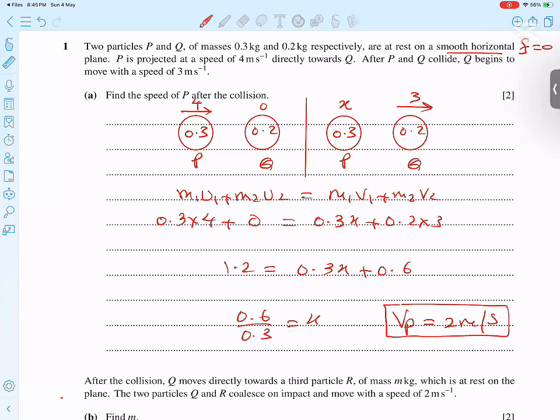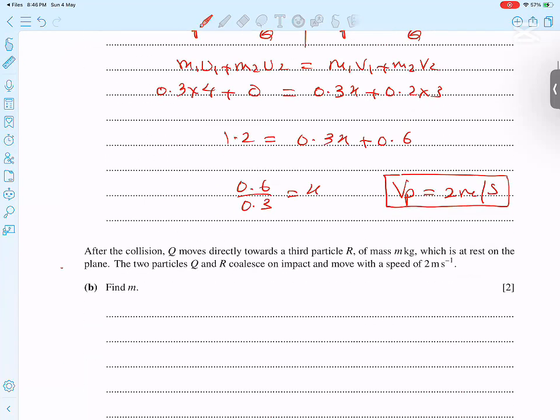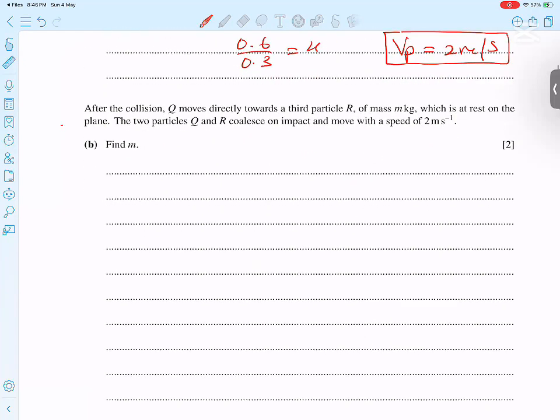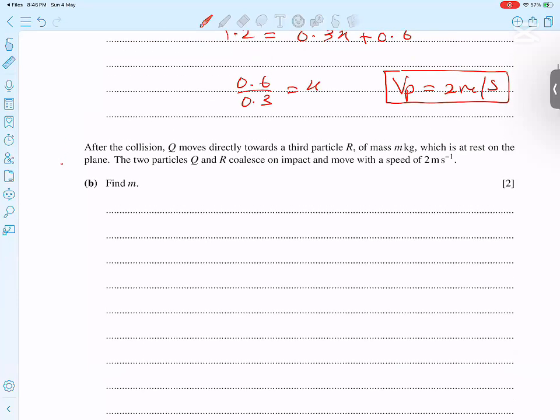Okay, this is done, students. So let's go for the next part. And the next part, what we have, students. Next part: after collision, Q moves directly towards a third particle R. Okay, Q moves towards the third particle R with a mass of m kilogram, which is at rest.